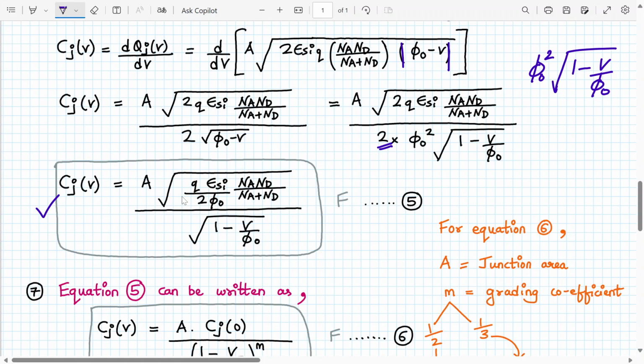Cj of V is area times square root of q epsilon of silicon Na Nd upon Na plus Nd, divided by twice phi naught, divided by square root of 1 minus V upon phi naught. Please write this expression which is written in the box. This is equation number 5 and its unit is farad.